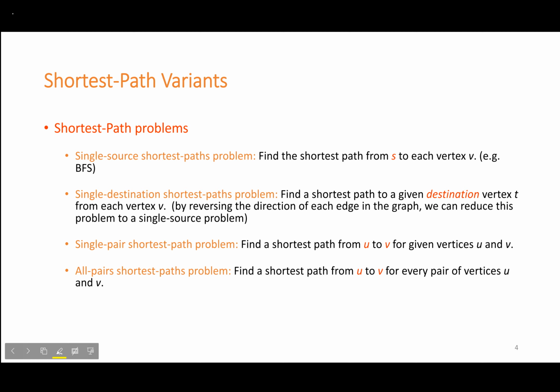The shortest path problem can be represented in different formats: single source shortest path, single destination shortest path, single pair shortest path, or all pairs shortest path. For these four shortest path problems, if you have a solution for one, then you can adapt it to solve all the other three. Also, all these shortest path problems share common properties.